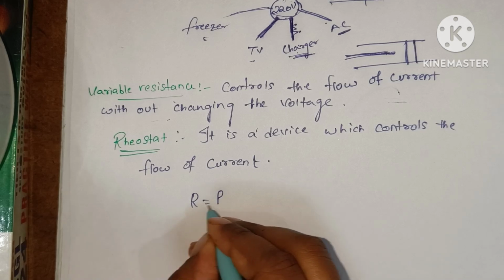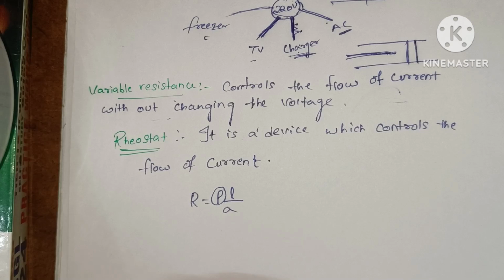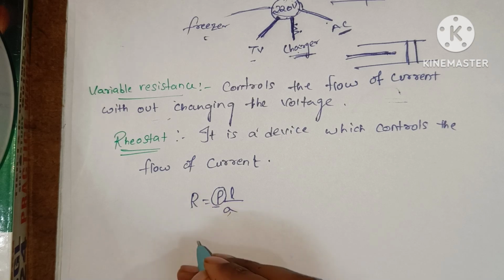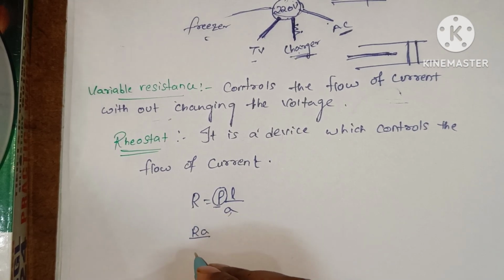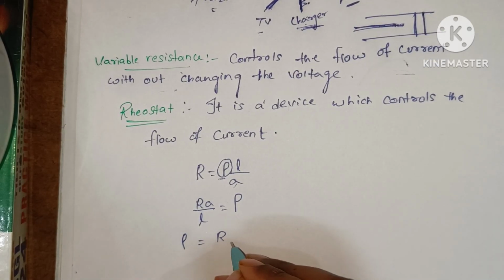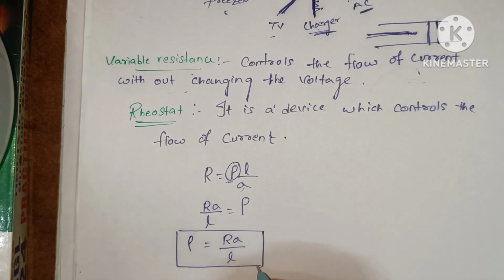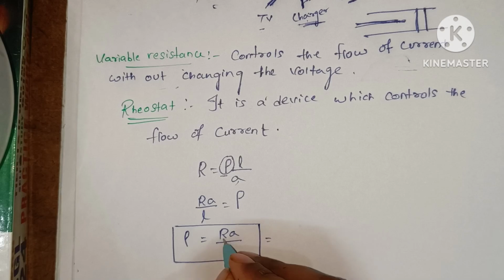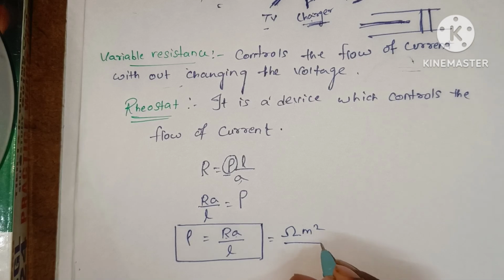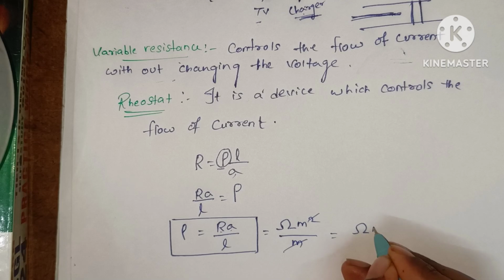So before, you learned R equal to rho into L by A. If you want the resistivity formula, then what you have to do is send A by L to the left side. So what you will get is RA by L equal to resistivity. That means if we are asked for a particular material's resistivity, then you have to use rho equal to RA by L. So what is the unit? For resistance, what is the unit? Ohms. For area, what is the unit? Meter square. For length, what is the unit? Meter. Meter square cancels. Ohm meter.